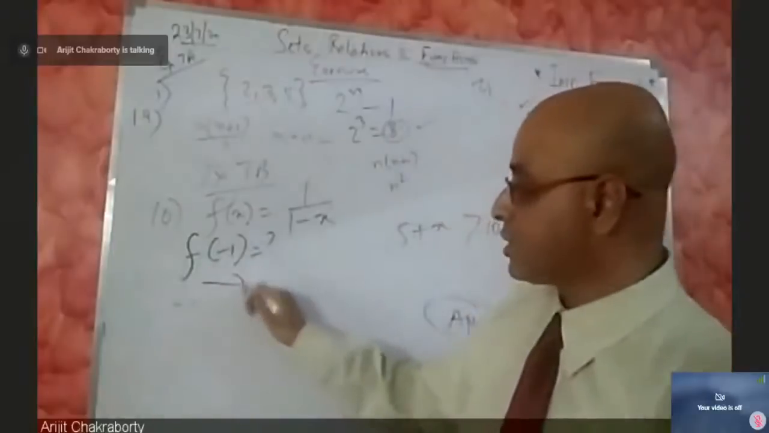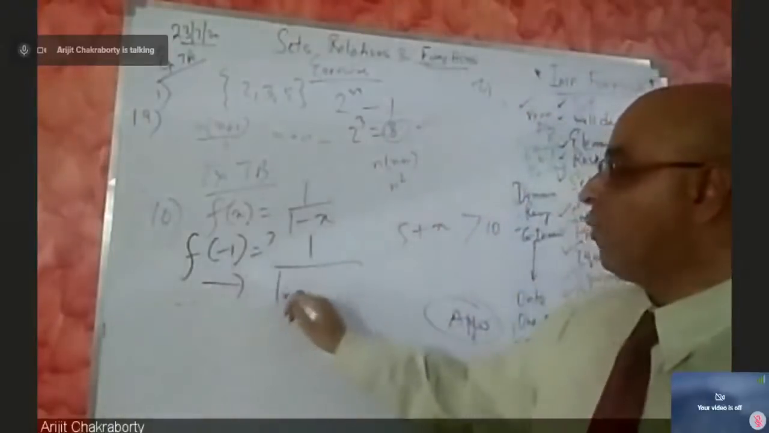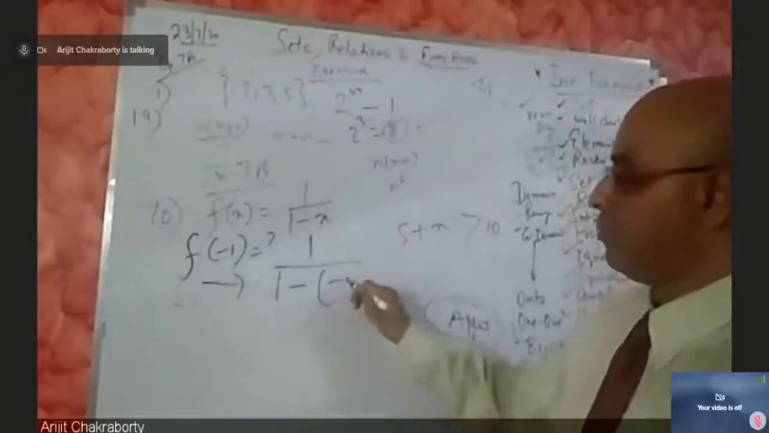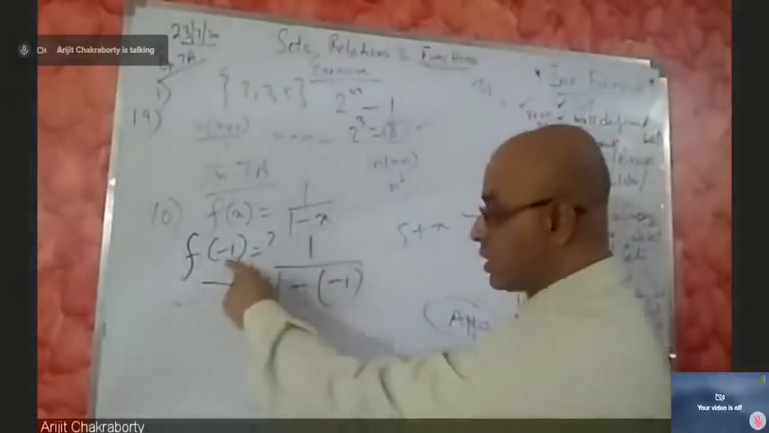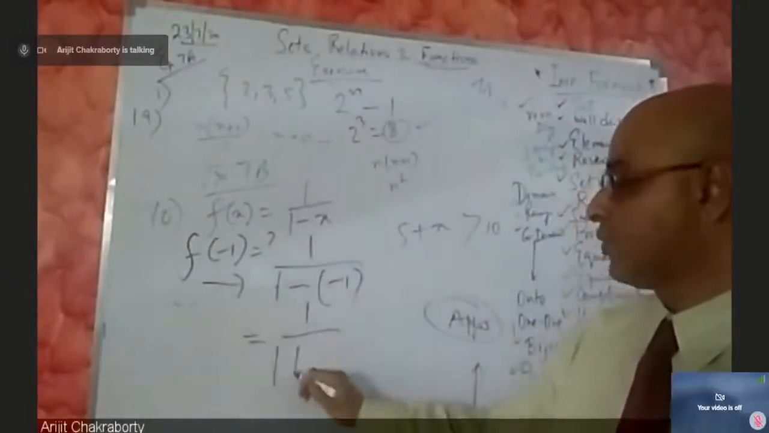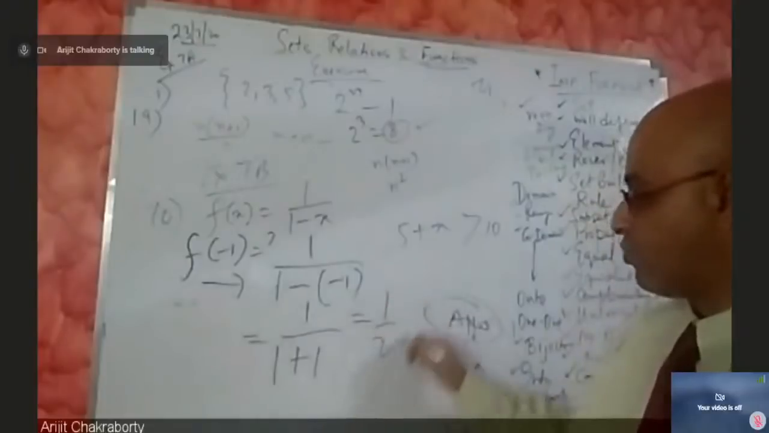So let us do this. You will get 1 by 1 minus... instead of x, we will put minus 1. So this gives you 1 divided by 1 minus minus 1, that is 1 plus 1, that is half.